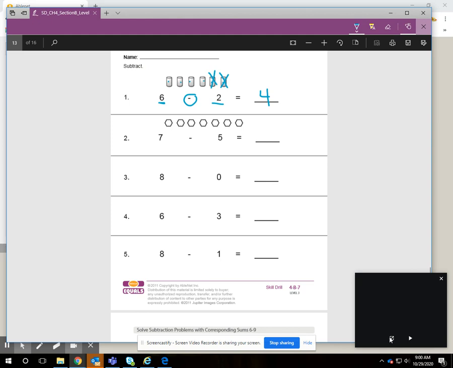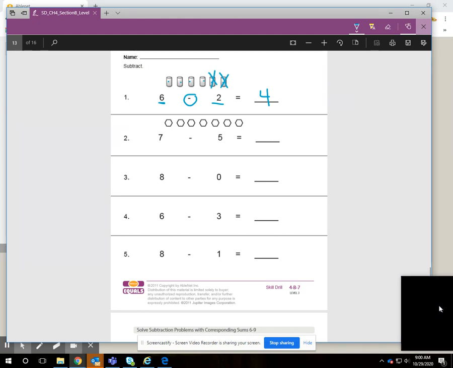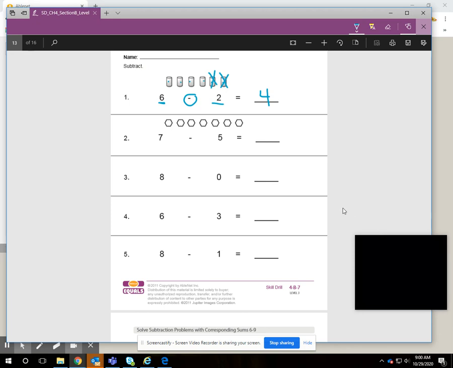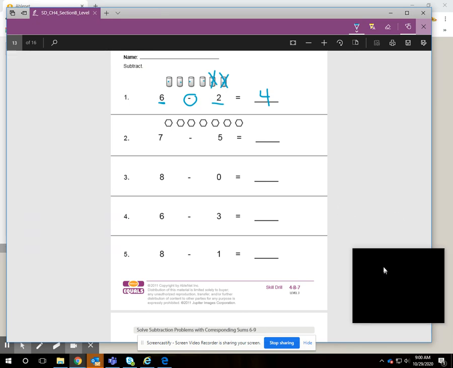Oh my gosh, I'm wondering if this is not recording my face at all. That's okay. I'm not sure if you can see my face or not because it's not on my screen, but hopefully you can at least see the pictures on here. We'll see how this turns out.